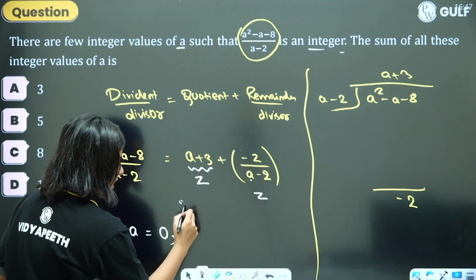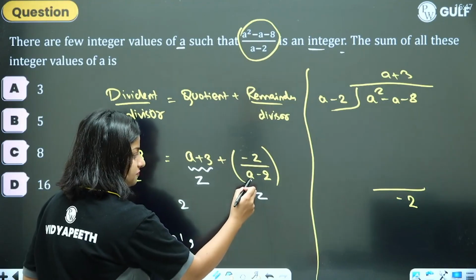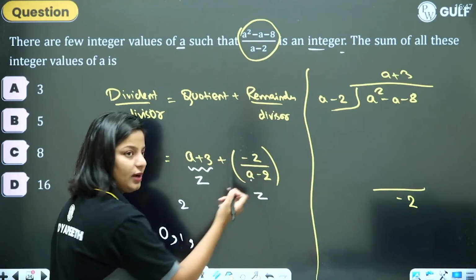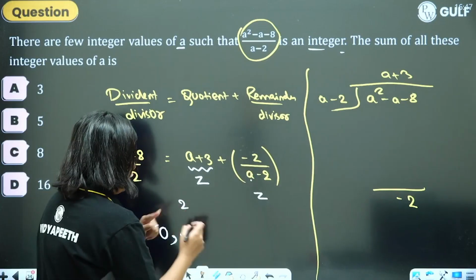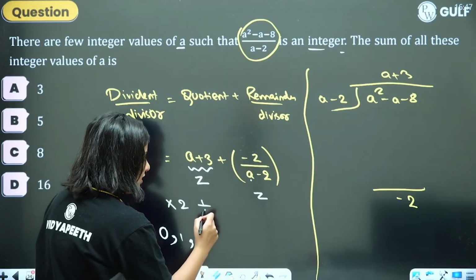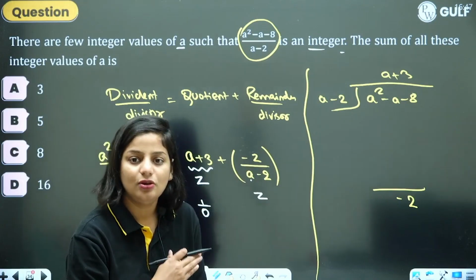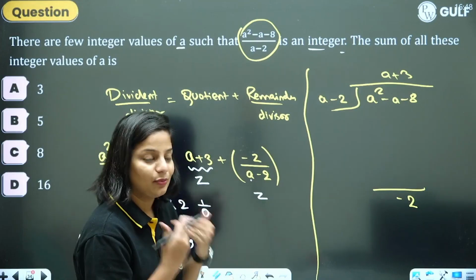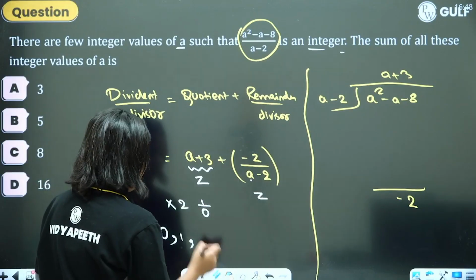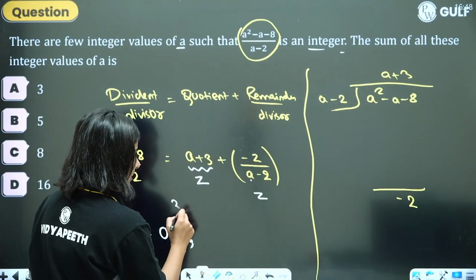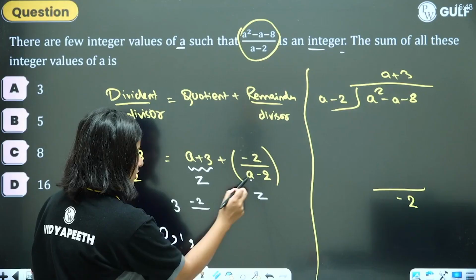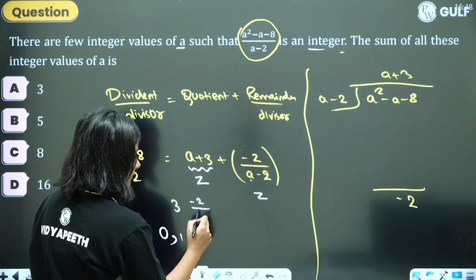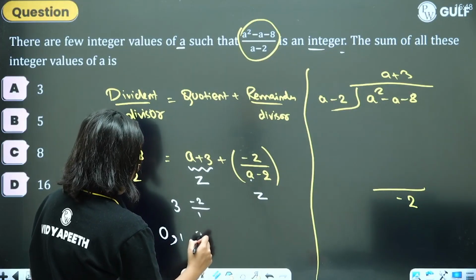Can I take A as 2? Minus 2 upon 2 minus 2. We cannot take 2 because we do not like to put 0 in the denominator. 0 is never allowed in the denominator, bachcho. It becomes indeterminate. So 2 is not allowed. Can we take A as 3? It will be minus 2 upon 3 minus 2, that is 1. A can be taken as 3.